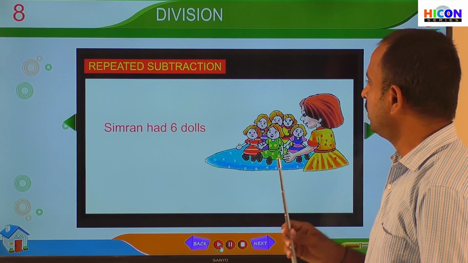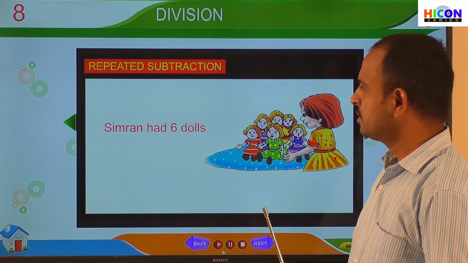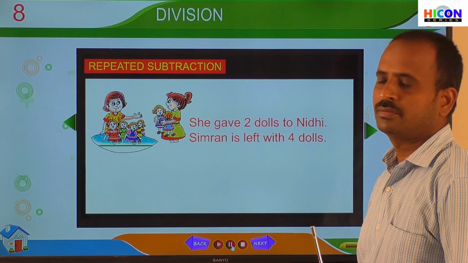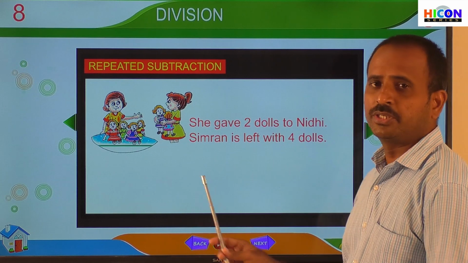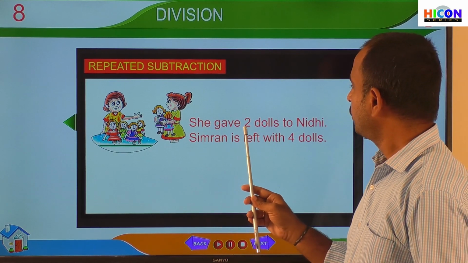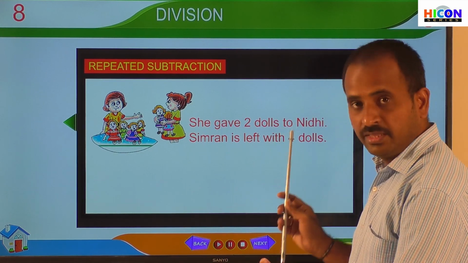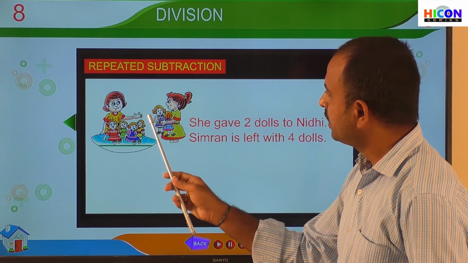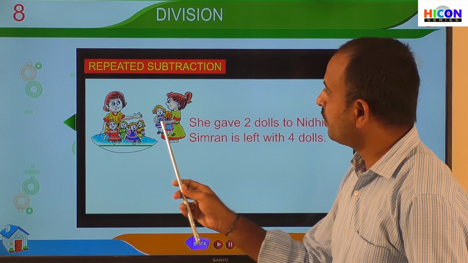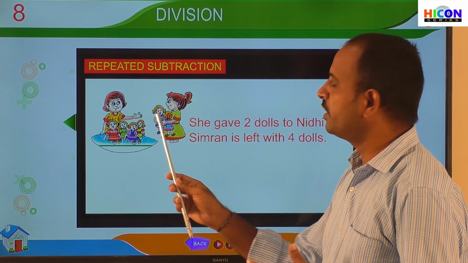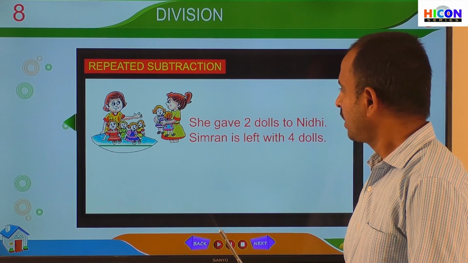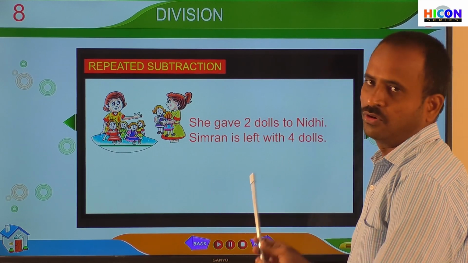So children, look at the next one. The girl Simran is playing with how many dolls? 6 dolls. Now look at the picture, children. She gave 2 dolls to Nidhi. So who is Nidhi? She is Nidhi and she is a friend of Simran. That's why she gave 2 dolls to Nidhi. Simran is left with 4 dolls.